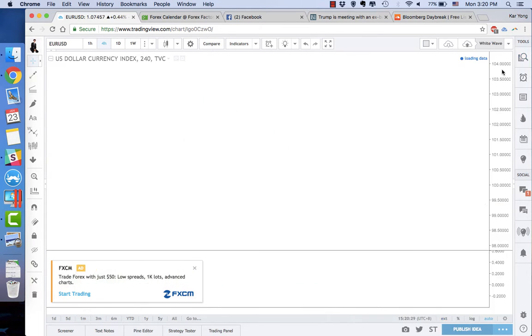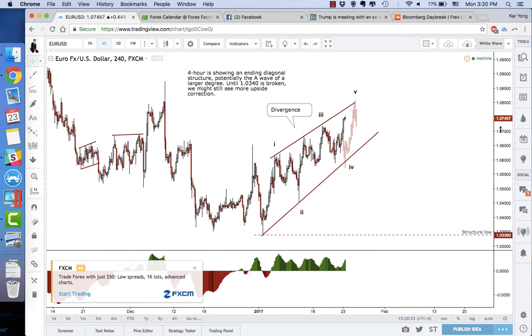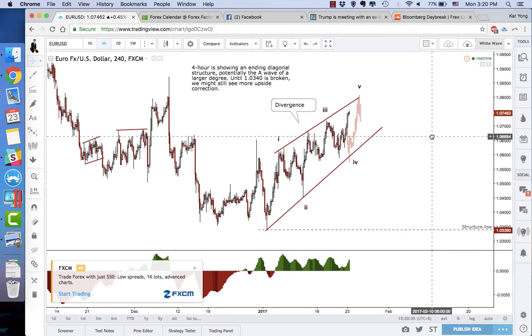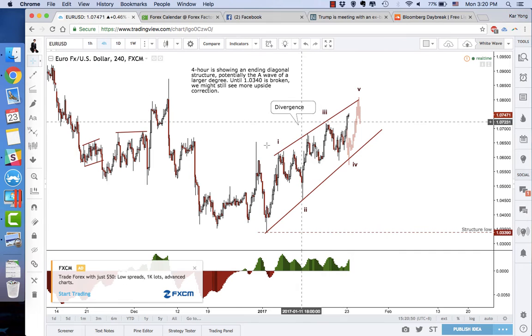Looking at Euro dollar, it has a negative correlation with the dollar index. So we are expecting an up move, up towards perhaps this structure level around 1.0795 to 1.08. It'll be a very nice level to look for a short opportunity, because this structure will be completed with a divergence forming.